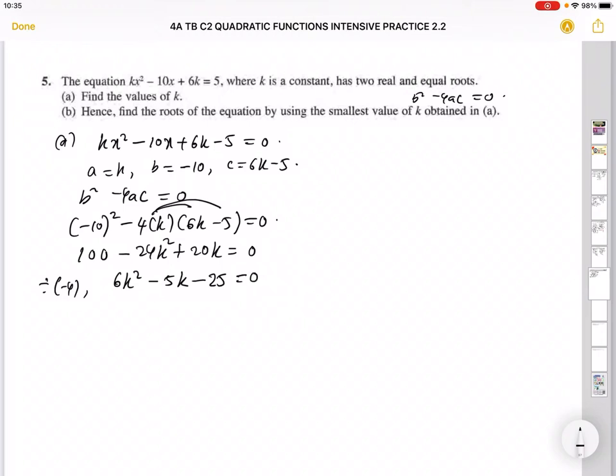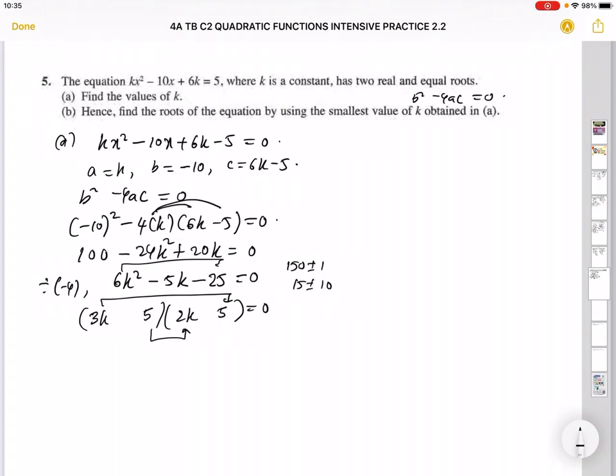Now we have to factorize this. So 6 times 25 is 150. To get 5, I think I can use 15 and 10. So to get 15, I must put 5 here. To get 10, I must put 5 here as well. So it's 15 and 10. This is minus, this is plus, because I want negative 5. Negative 15 plus 10 is negative 5. So my k is negative 5 over 3 or positive 5 over 2.